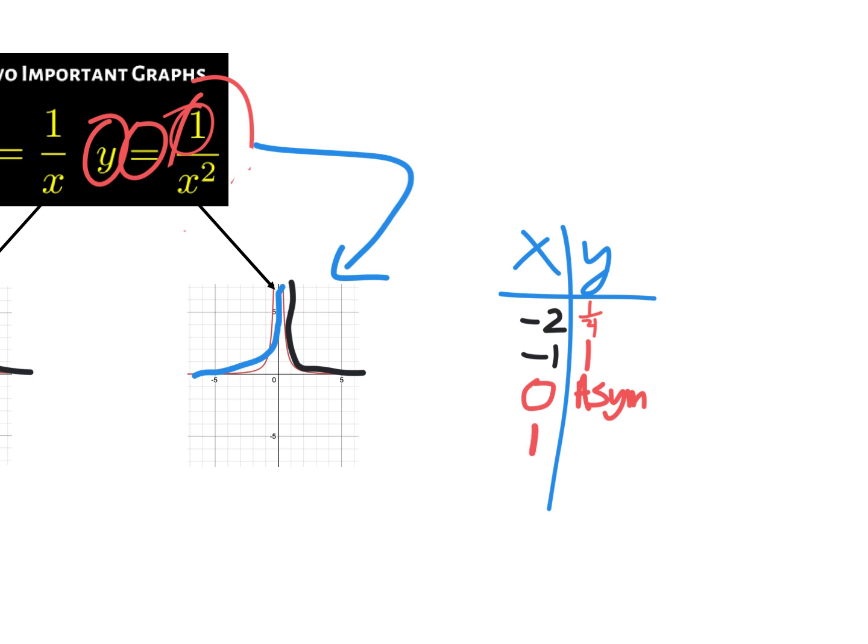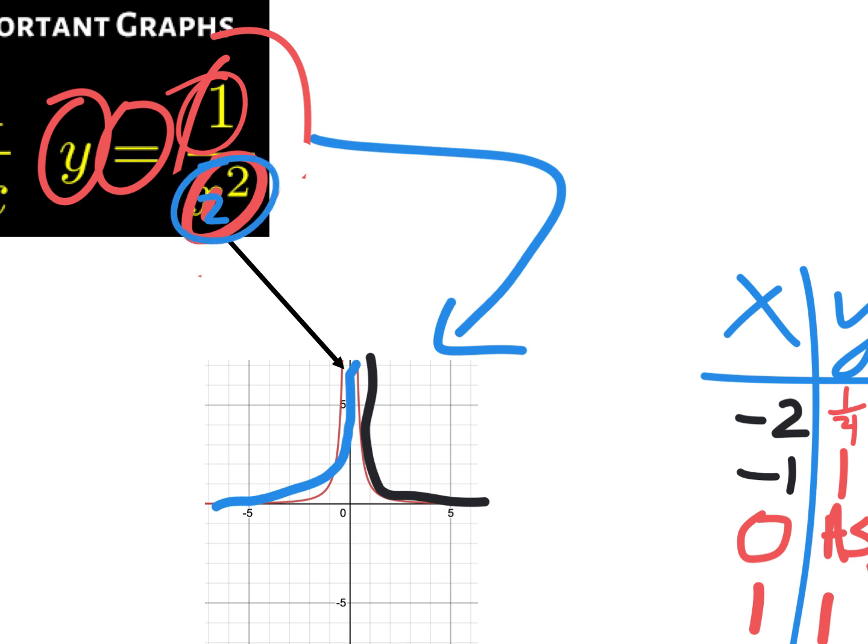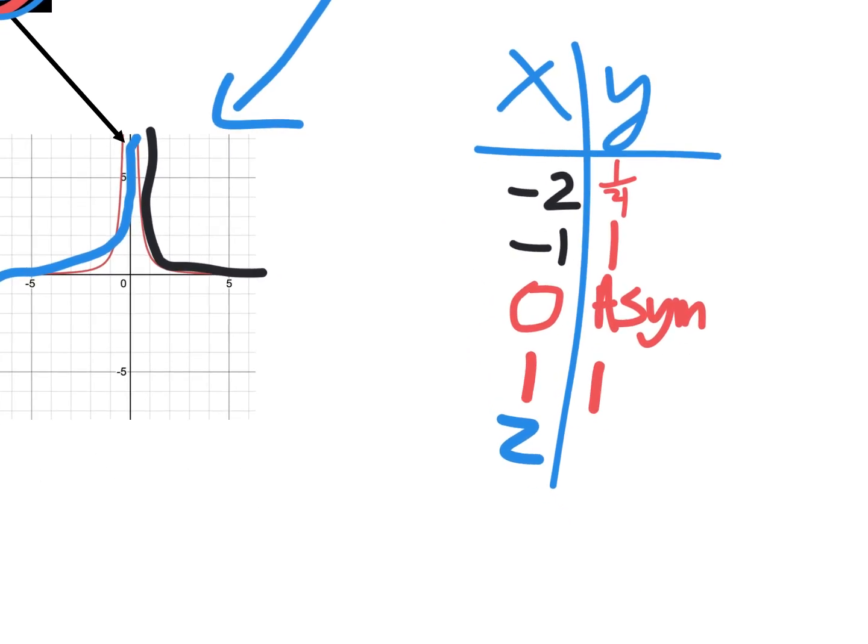Now I'm going to put in +1. And 1 squared is 1, and 1 over 1 is 1. And then I'm going to put in 2. 2 squared is 4. 1 over 4 is 1/4.